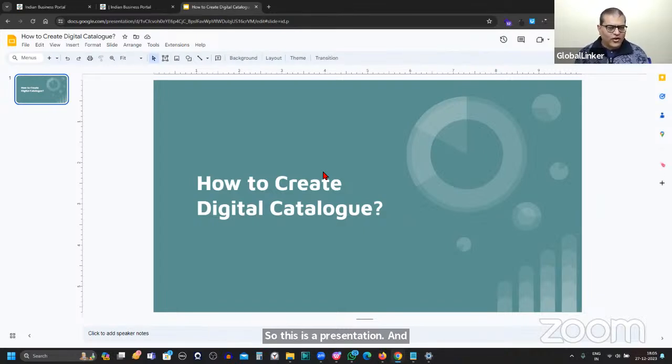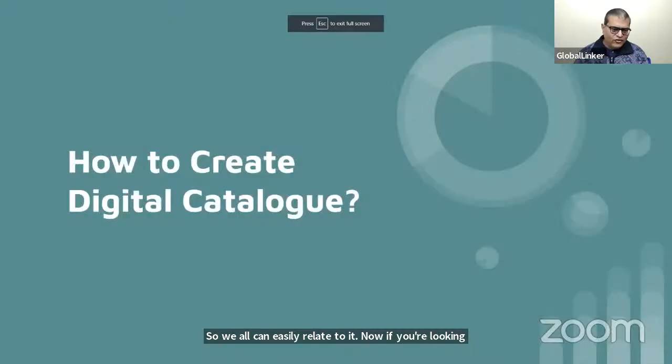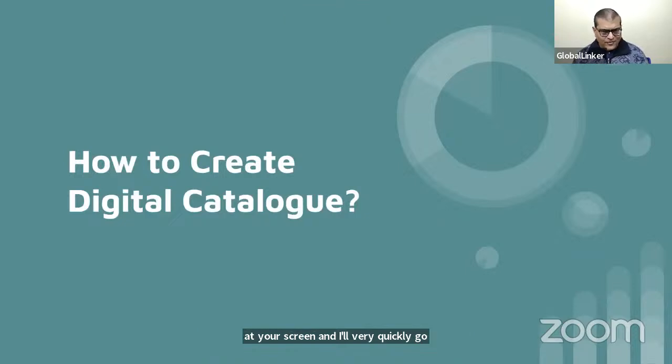This is something which, as business executives, all of us actively use, so we all can easily relate to it. Now, if you're looking at your screen, and I'll very quickly go full screen, so you can see we have this one slide, and it has 5 words: how to create digital catalog, right? And at the moment, the background is green, and the font is in white, and it has some graphics on the side, right?